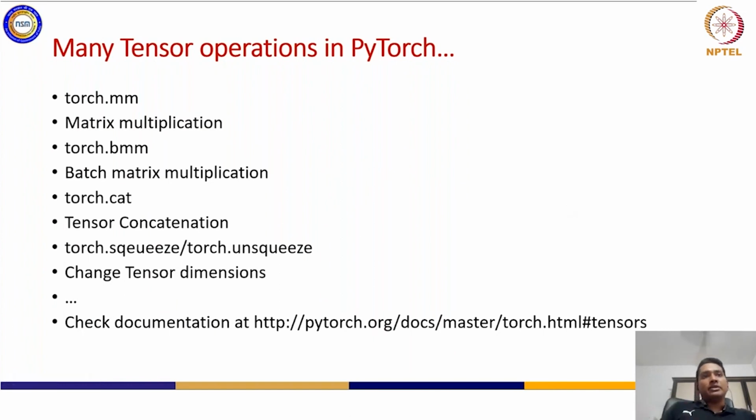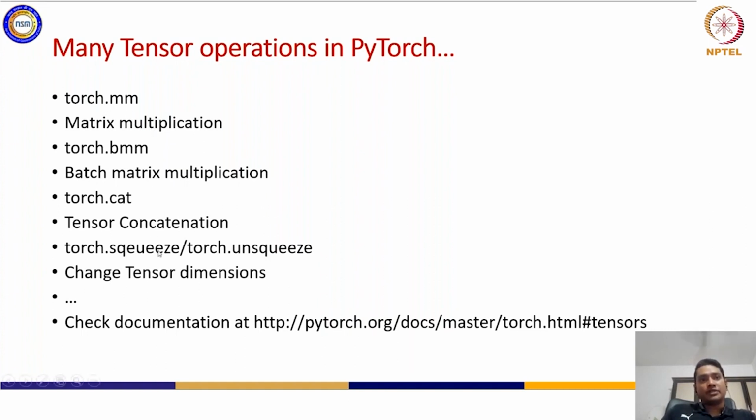Apart from batch matrix multiplication, there are other operations which are very important for your AI applications, like concatenation. So you can concatenate two tensors. You can also squeeze or unsqueeze tensors. Let's say you want to reduce the dimension of a tensor, from 4-dimensional to 2-dimensional; then you use the squeeze function. If you want to increase the dimension, you use the unsqueeze function, and so on and so forth.